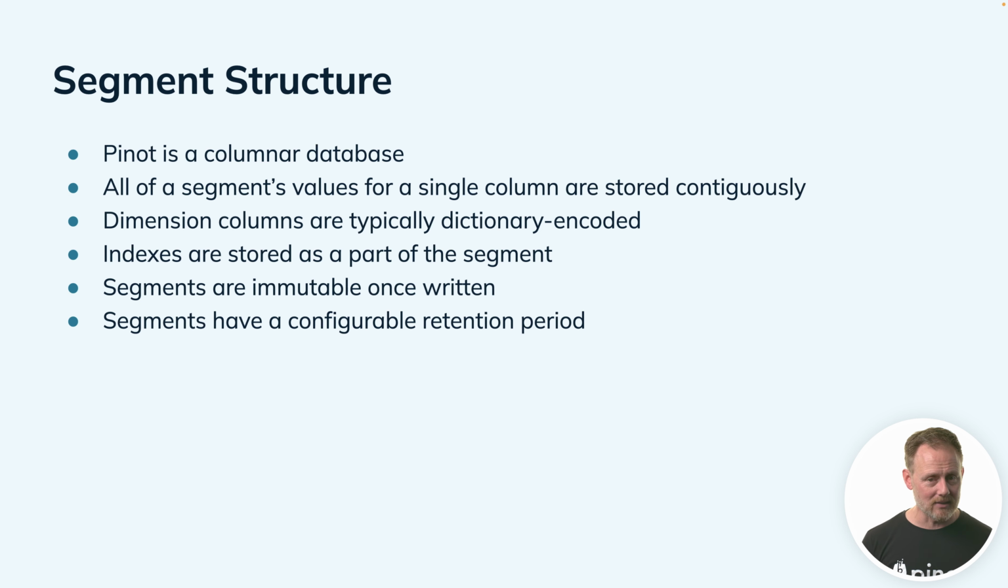It's typically the case that dimension columns don't all have a unique value. There's probably some smaller subset of unique values, small relative to the number of rows in a segment. And so those are stored with dictionary encoding. Typically. Don't have to be, but they often are. And there are plenty of advantages in terms of storage footprint and performance to be had from that.